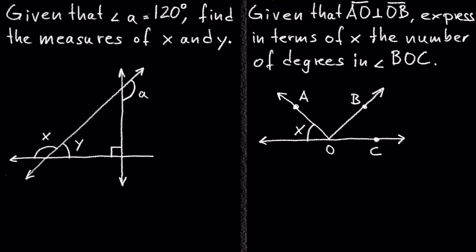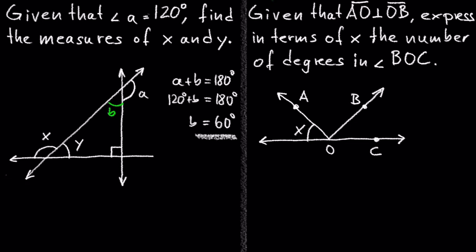Given that angle A equals 120 degrees, find the measures of X and Y. Let's call this angle B, and A plus B equals 180 degrees. So we get 120 degrees plus B equals 180 degrees. 180 degrees minus 120 degrees is 60 degrees. So we get B equals 60 degrees.